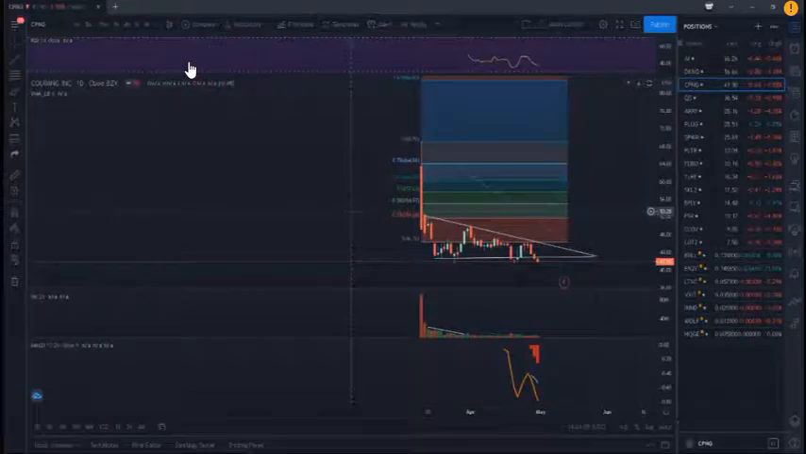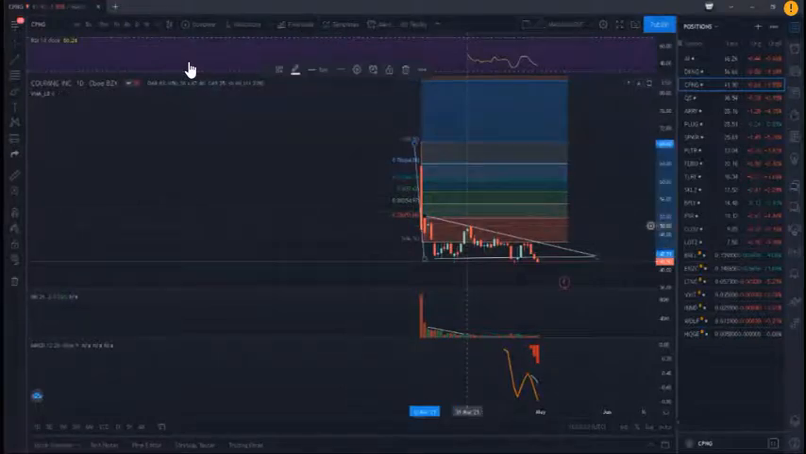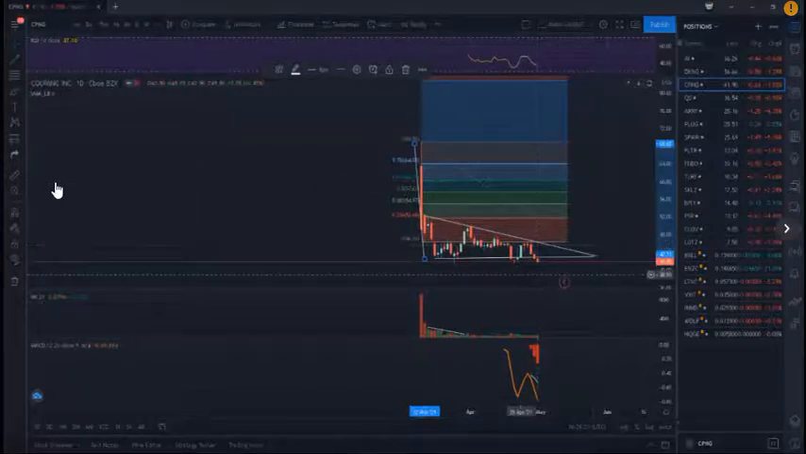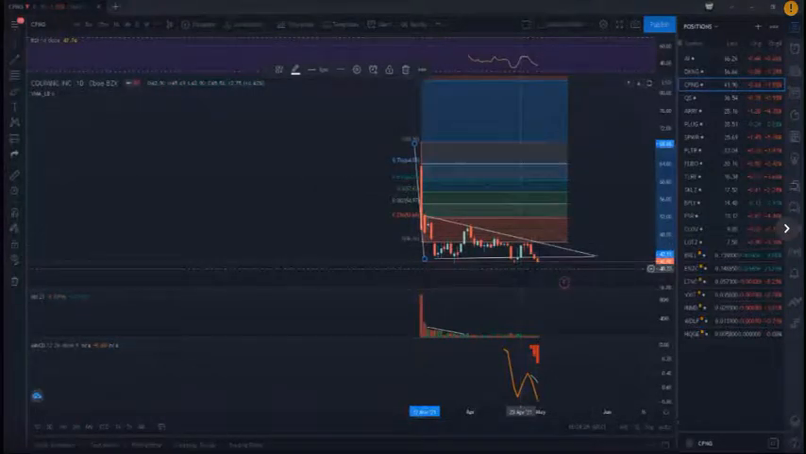pattern. Correct? You already have your pole right here, and then you have your inside flag zone. And we just kept making higher lows. So to me, as you can look at here, we are already in an area where you're probably going to break down, and then we might continue.